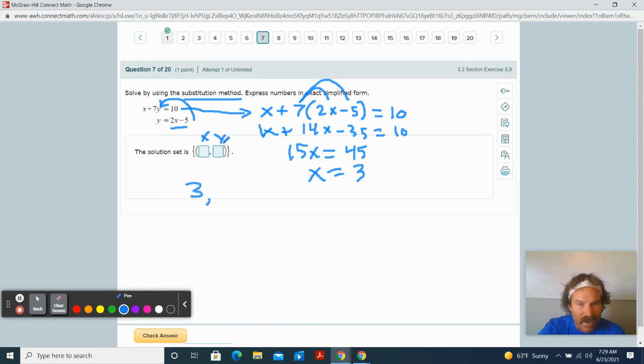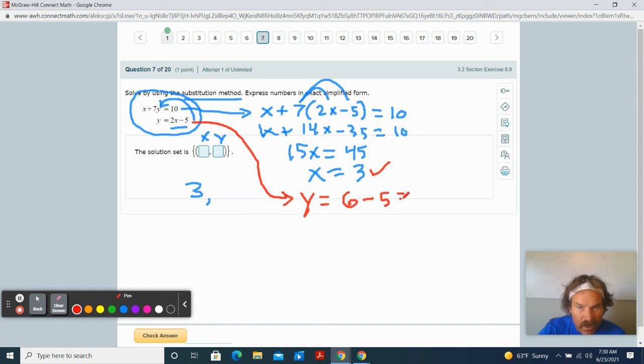Now we have to find the y value. Let's look at our equation here. What equation is going to give you the y value? Both equations will give you the y value. The bottom equation will give you the y value quicker because the bottom equation is solved for y. So now all we do is plug in 3 for x right there, because we know x is equal to 3. So 2 times 3 is 6, and 6 minus 5 is equal to 1.